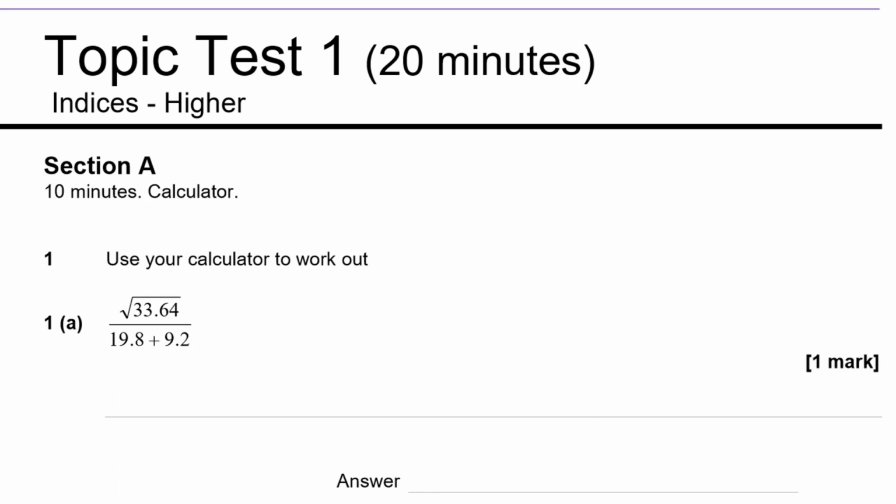Okay, section A is for calculator, so you can use your calculator for these next few questions. Question 1 says use your calculator to work out root 33.64 all divided by 19.8 plus 9.2.